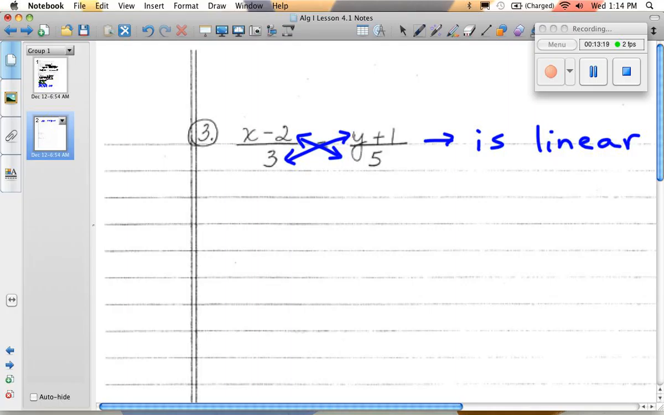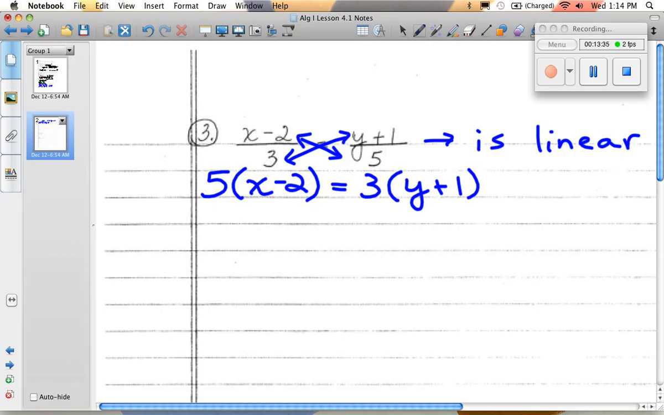So 5 is going to get multiplied. You're going to put the x minus 2 in parentheses. The 5 has to get taken times the whole numerator. And the 3 has to get taken times the other numerator in parentheses. And then you'll do, what's that property called we're going to do next? Distributive property. We're going to distribute.